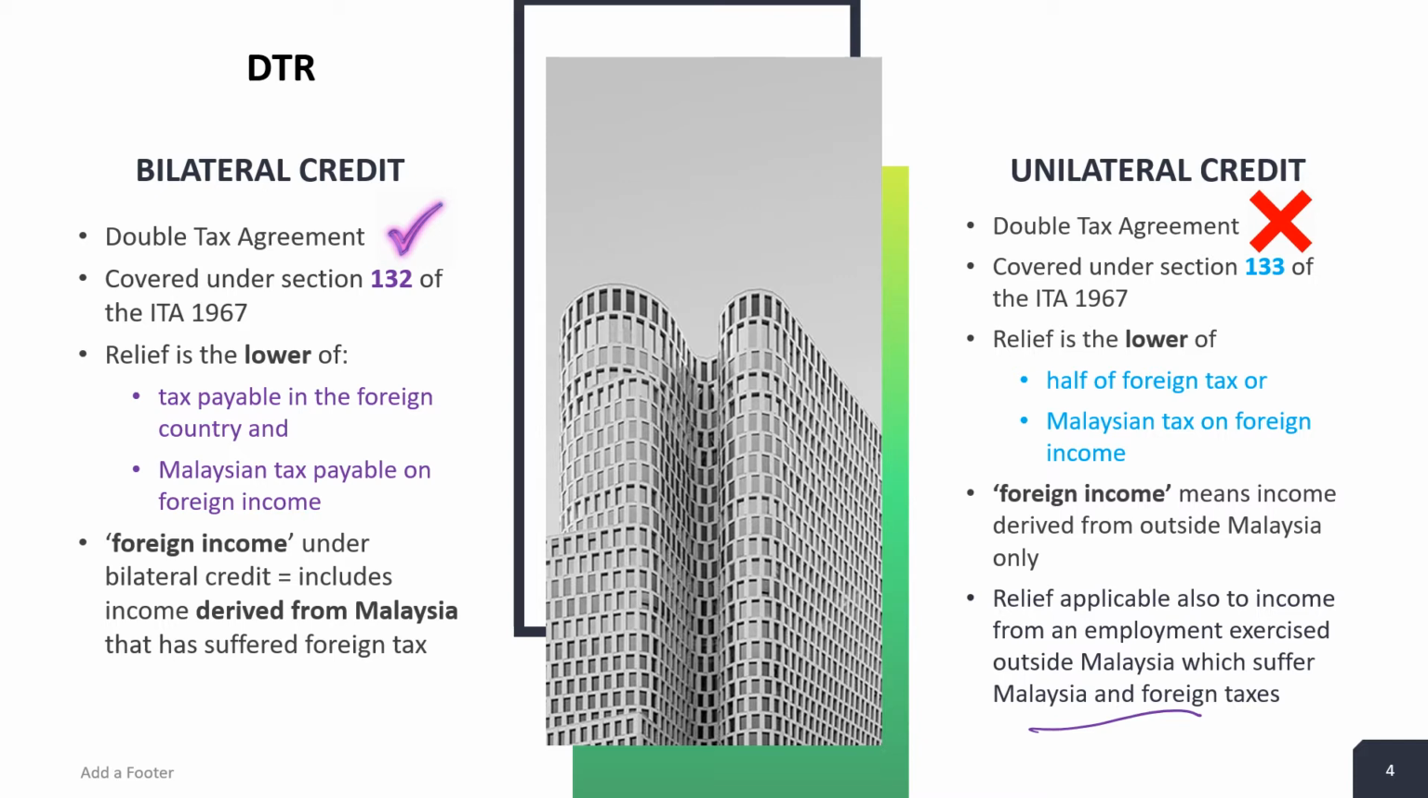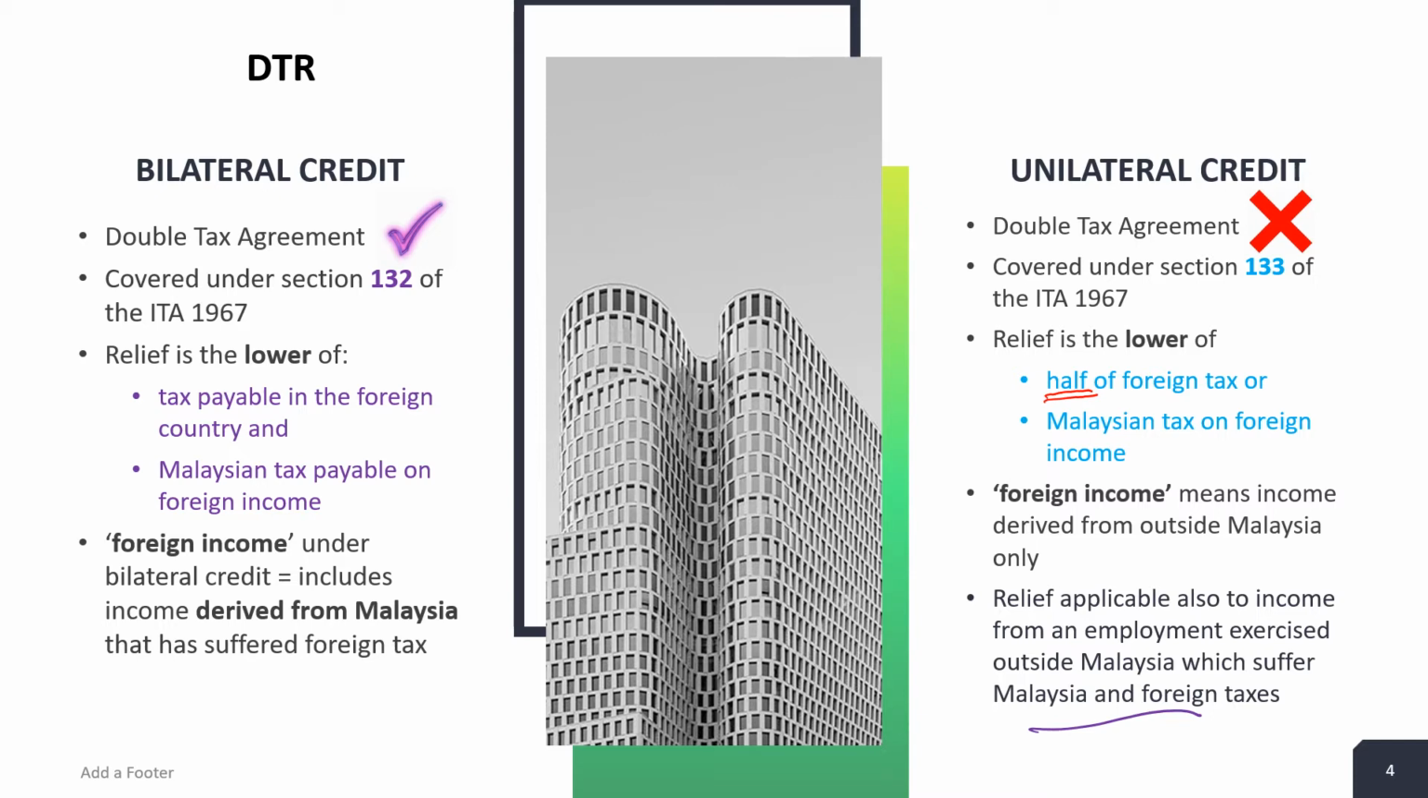Okay, whereas under unilateral credit, we only compare half, okay, half of the foreign tax paid in that foreign country with the Malaysian tax on the income. Okay, meaning that the Malaysian tax on the income is full, but we compare only half of the tax paid overseas. Okay, and we take the lower as the relief.